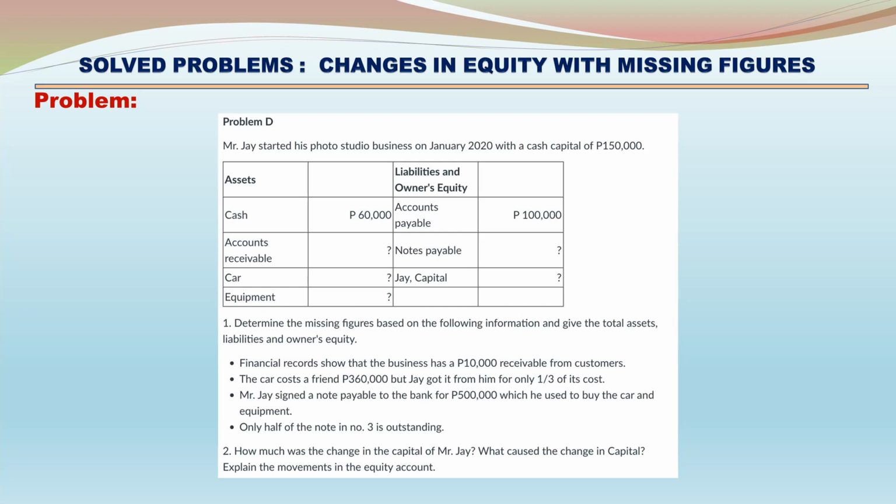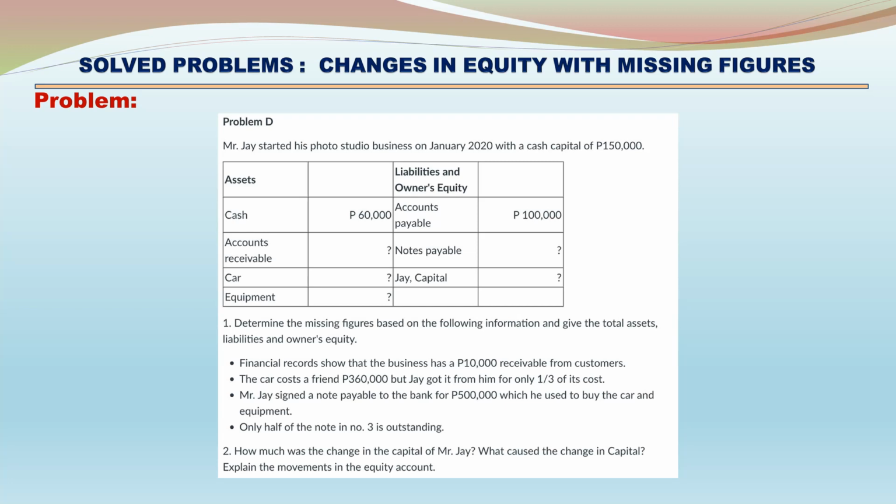Assets and liabilities. Cash 60,000 debit. Accounts receivable not given. Car not given. Equipment not given. Accounts payable 100,000 credit. Notes payable not available. J's capital not available. Determine the missing figures based on the following information and give the total assets, total liabilities and owner's equity.